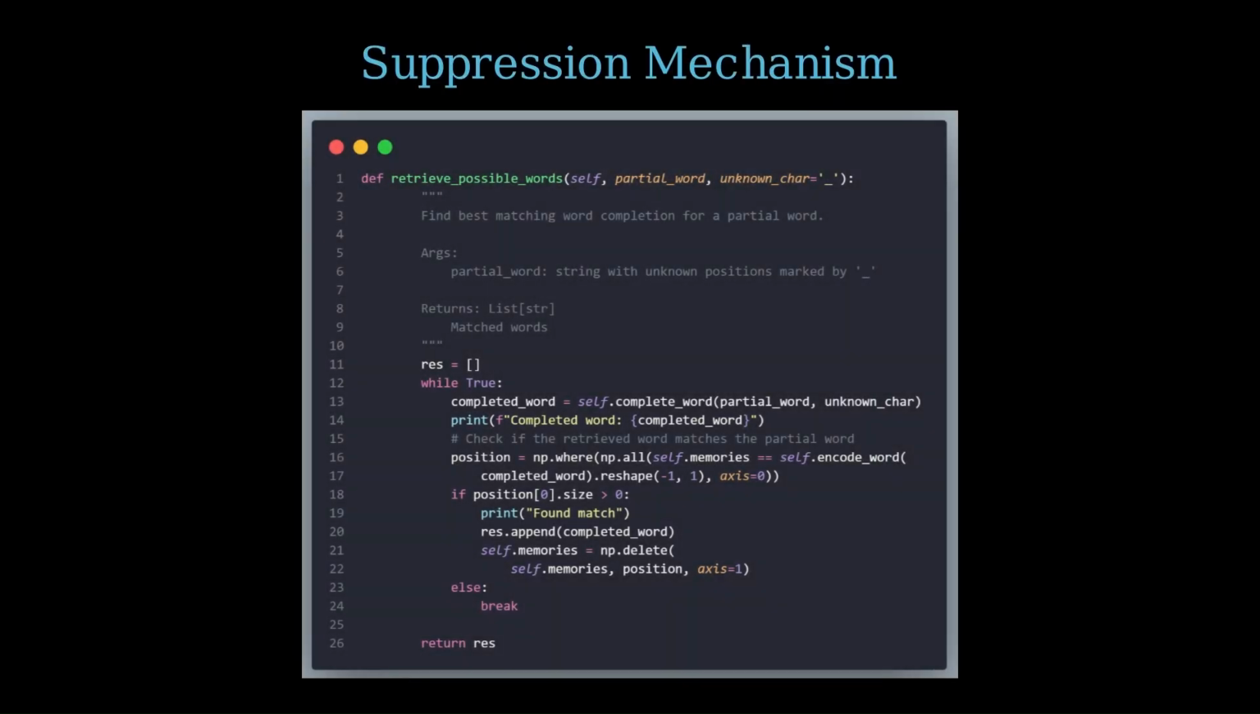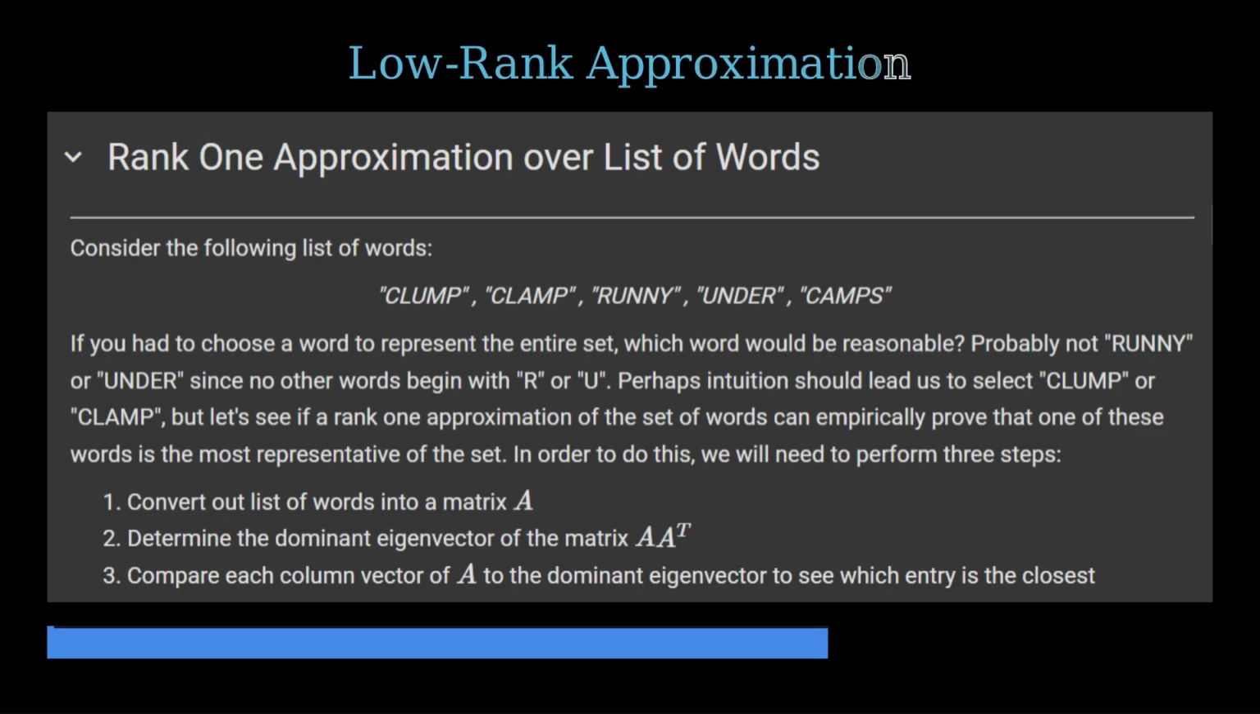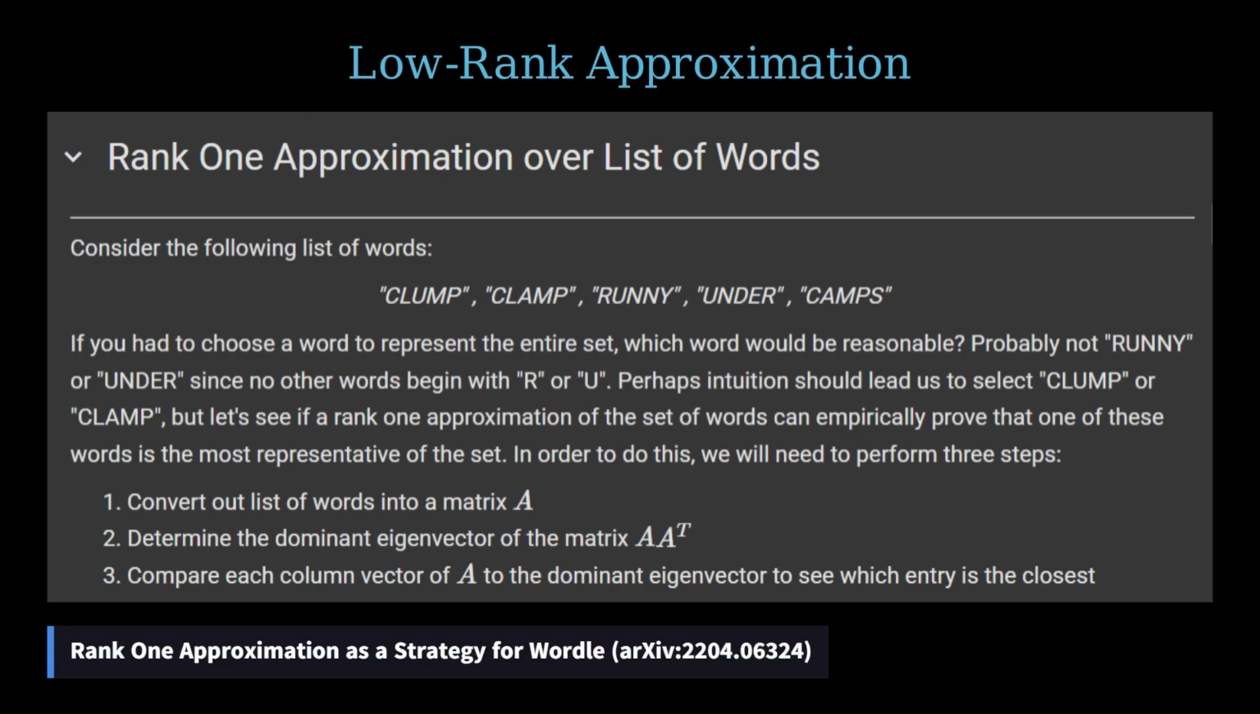To handle multiple word retrieval, I implemented what I call a suppression mechanism. After retrieving a word, I remove that pattern from memory to force the network to suggest different alternatives. Finally, I use a Lorentz approximation to select the best candidate from retrieved words by finding the dominant eigenvector of the word similarity matrix and choosing the word with a small angle to this direction.